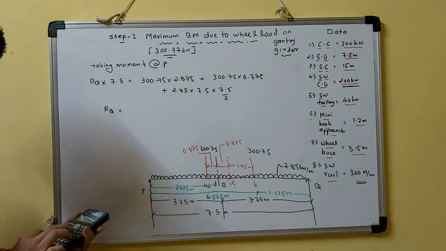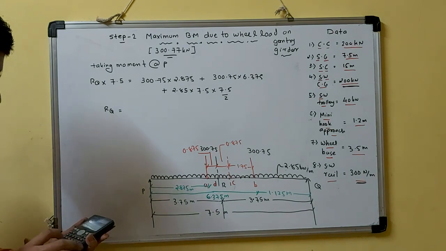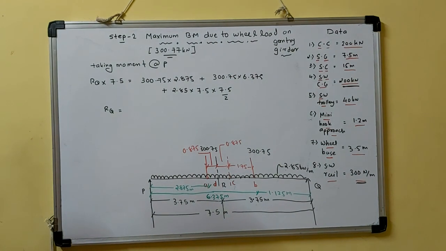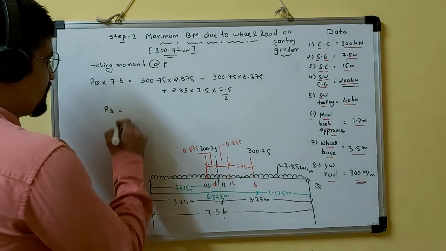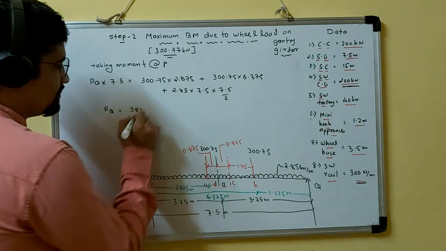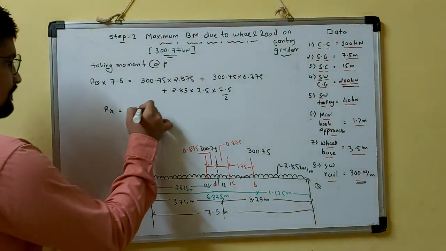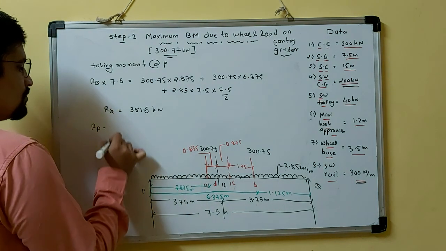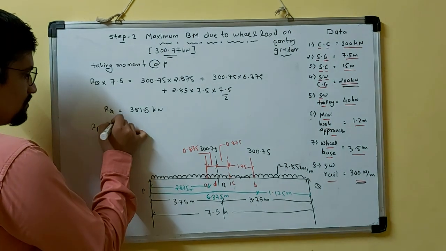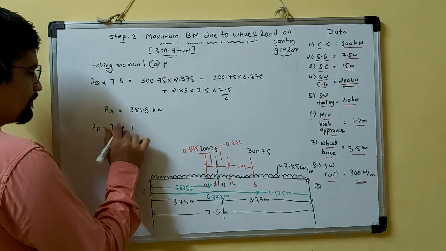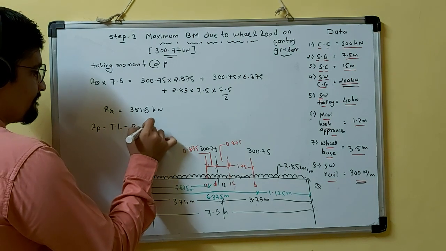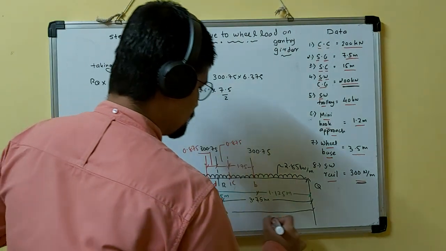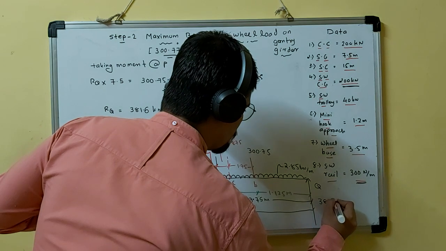Plus 2.85 into 7.5. The RQ will be 381.6. What will be the value of RP? Total load minus RQ. RQ will be 381.6 kilonewton.